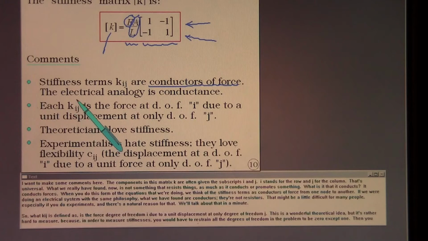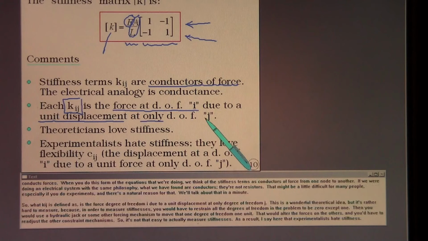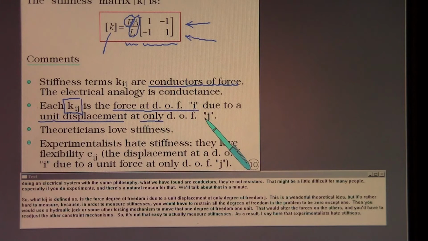So what Kij is defined as is the force at degree of freedom I due to a unit displacement at only degree of freedom J. This is a wonderful theoretical idea, but it's rather hard to measure, because in order to measure stiffnesses, you would have to restrain all of the degrees of freedom in the problem to be 0 except 1.